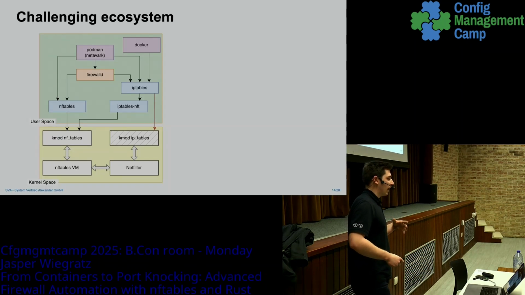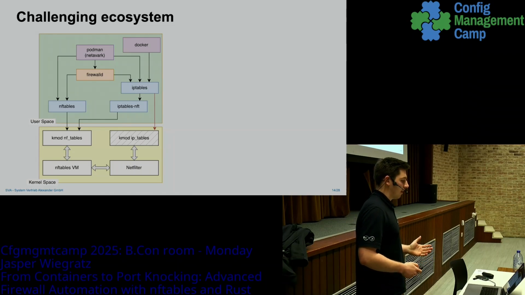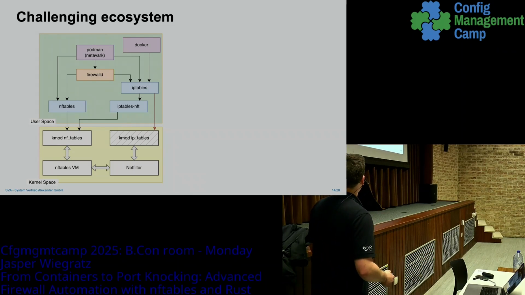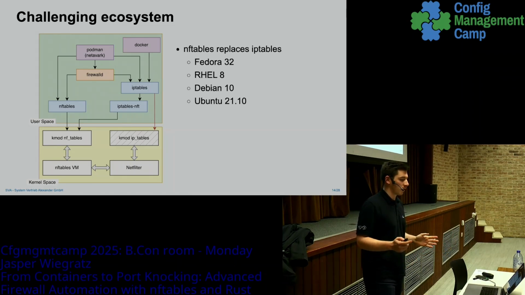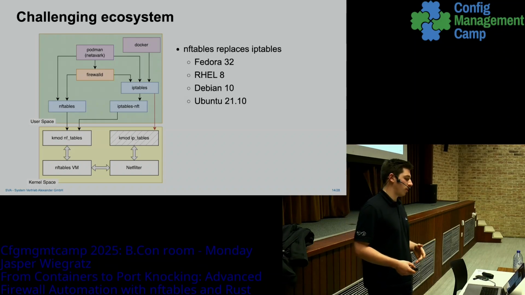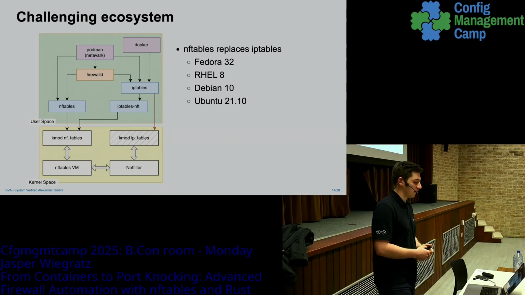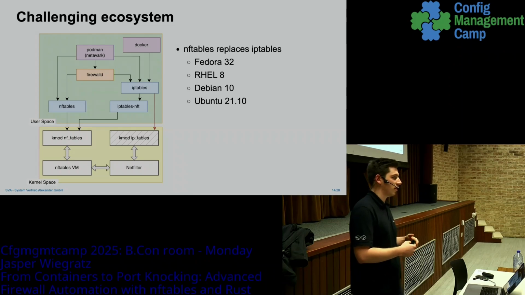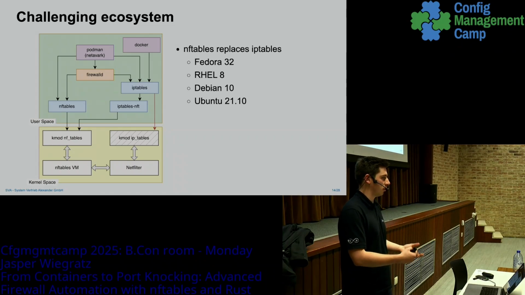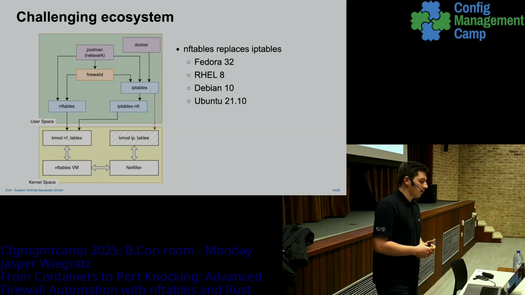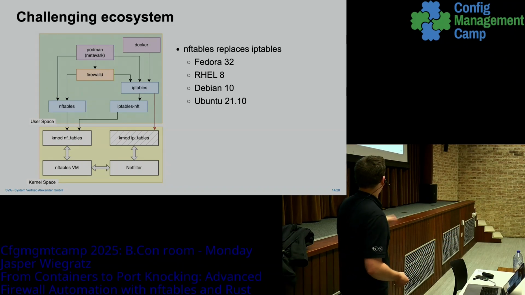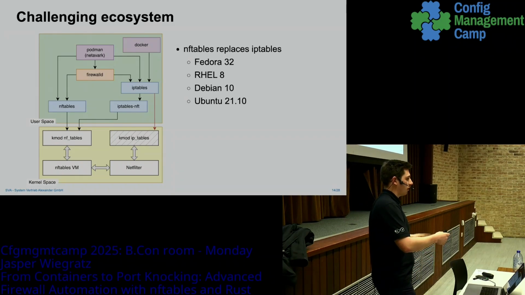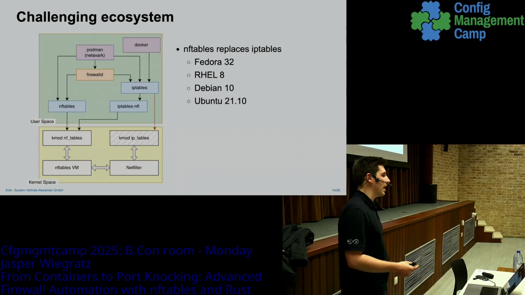So, okay, how would we automate this? First off, this is a challenging ecosystem. At the lower layer, we have kernel modules. So there was a shift from IP tables to nftables. nftables is the default in Fedora 32 and newer, RHEL 8, Debian 10, and Ubuntu 21.10. So you are probably using nftables if you are using a modern Linux system. So there was a shift here, and we used to have the IP tables kernel module. This is on the right. In these newer versions of Linux distributions, this was replaced by the nftables module.